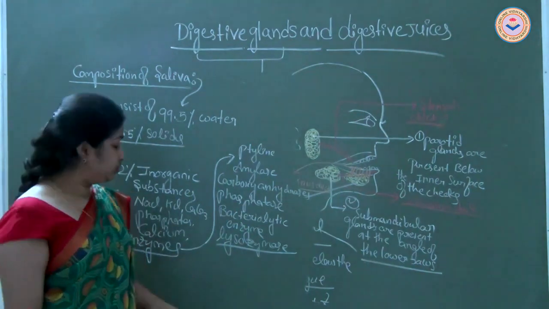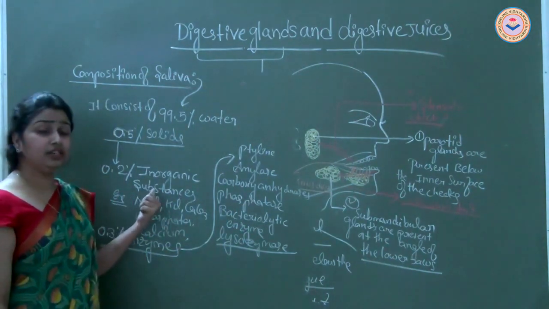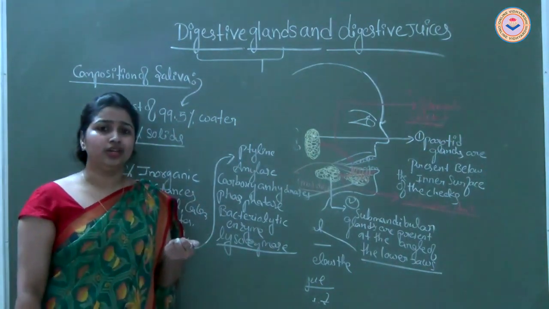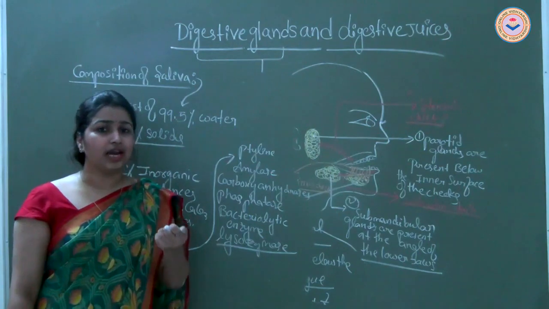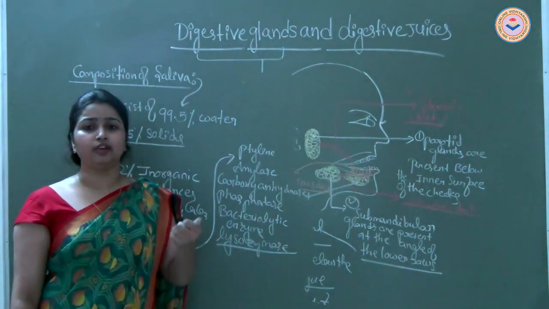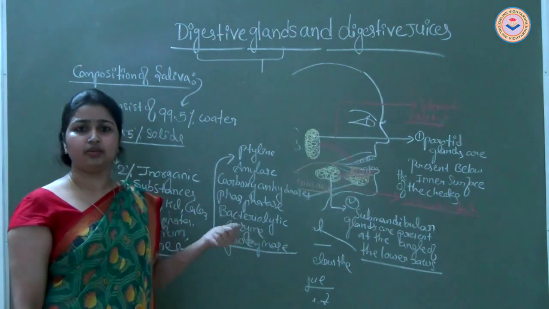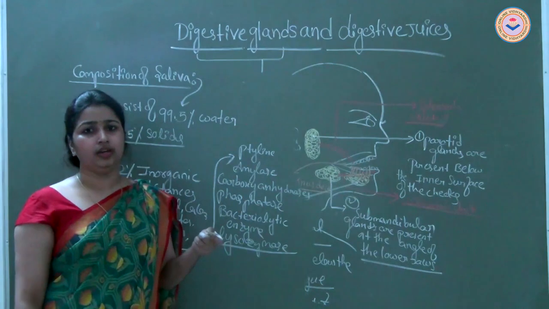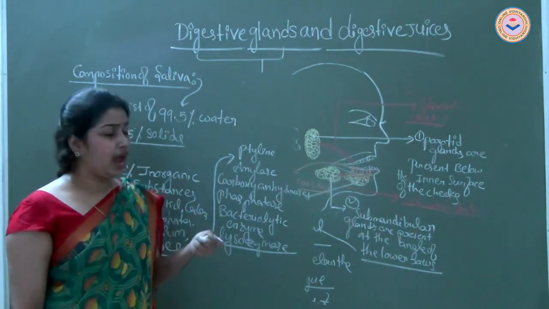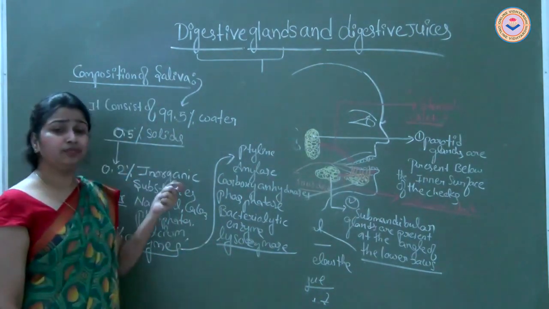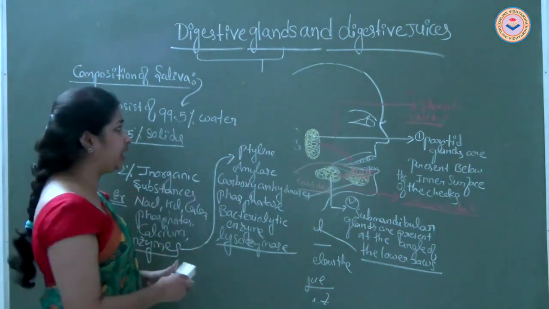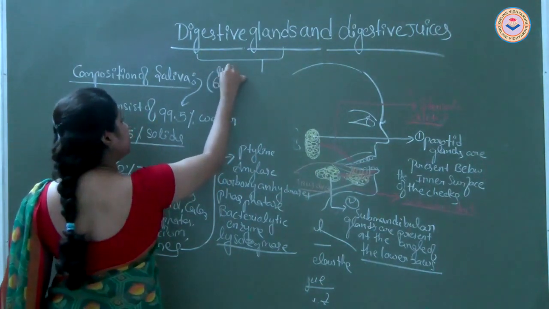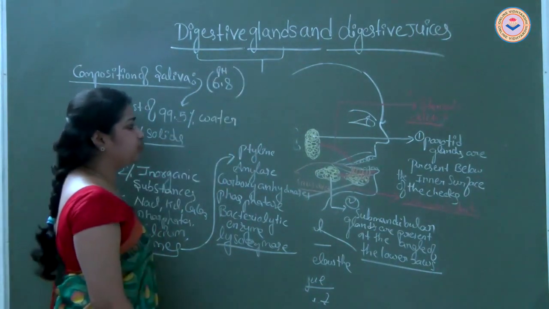Note this point about inorganic substances: thiocyanate. The saliva of smokers is very rich in thiocyanate. People who smoke heavily have a higher amount of the chemical component thiocyanate in their saliva. Next, the pH of saliva is about 6.8. Note this point, it is very important.